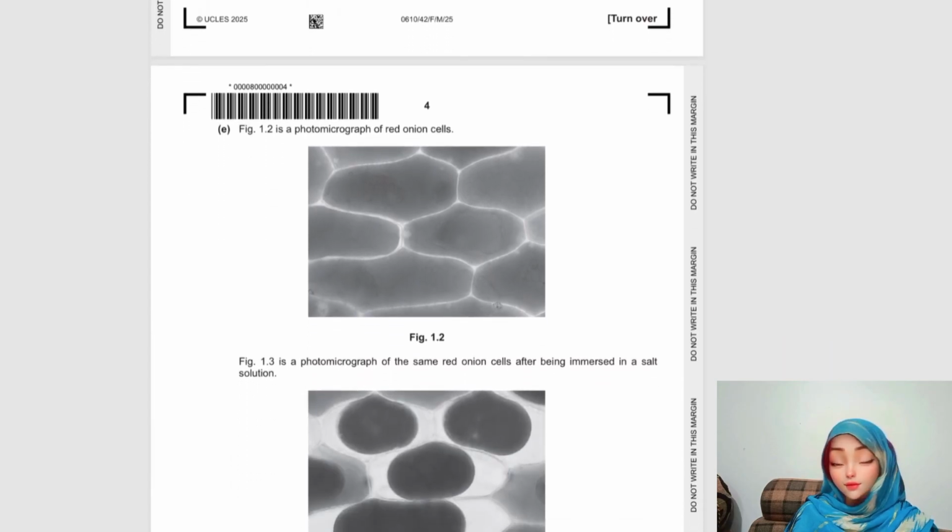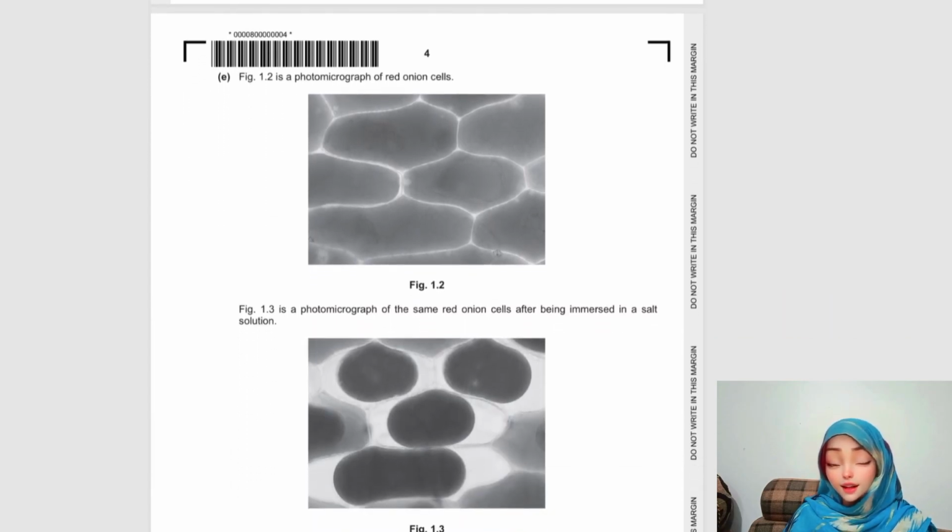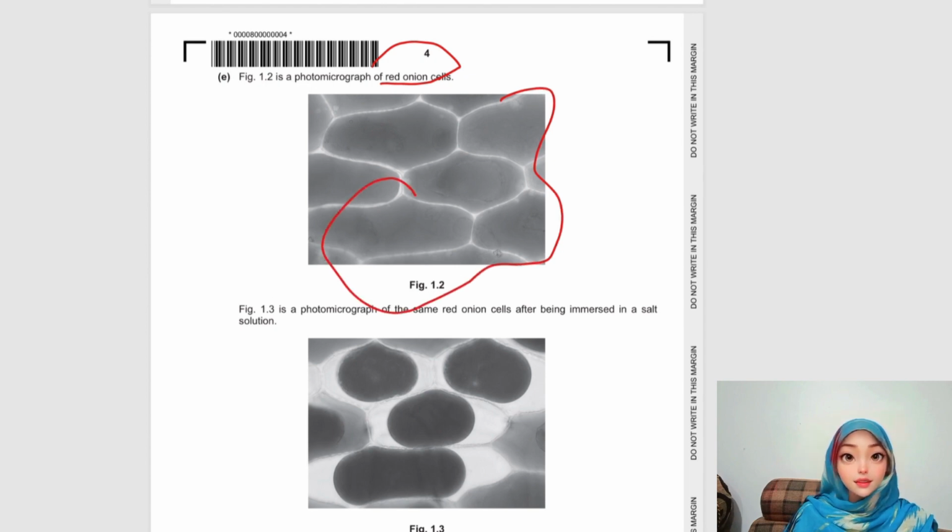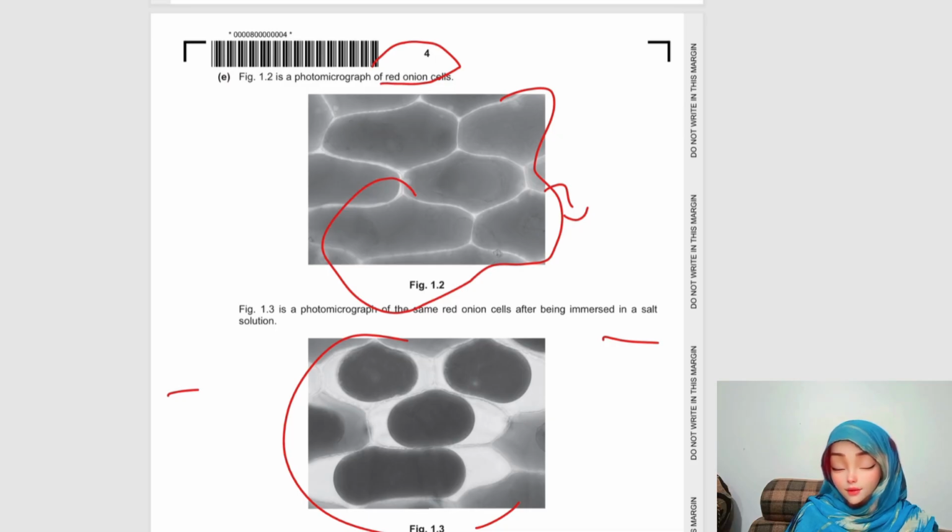Here is a photograph of red onion cells. Here you may observe the red onion cells before immersion into the salt solution, and here is the onion cell that is immersed into the salt solution.